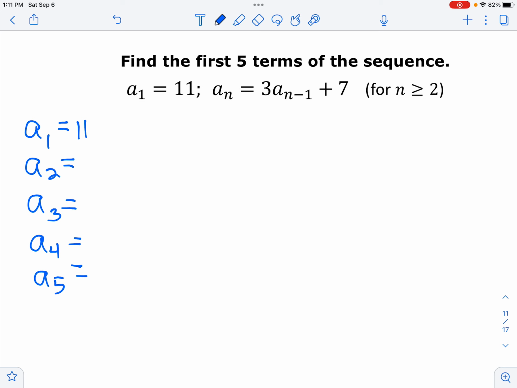Okay, and then this, again, is the previous term. But this time, I'm taking the previous term, and you'll notice there's a 3 in front of it. That means I'm multiplying by 3 first, whatever that term is. And then after I multiply, then I'm going to add 7 to it. So we'll plug in a sub 2 and see how we do.